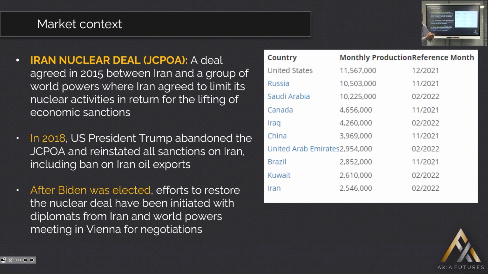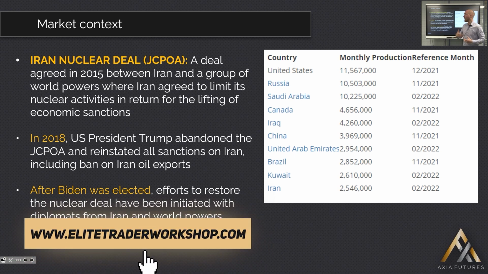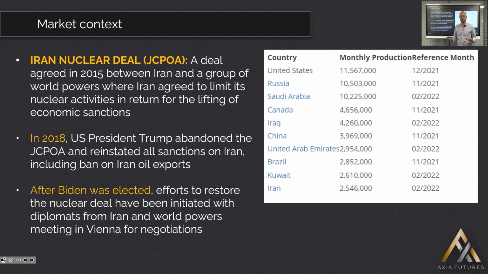Right, to give you a bit of context then. The Iran nuclear deal was a deal entered in by Iran and world powers. In exchange for not progressing their nuclear armory, world powers would lift sanctions on Iran and thereby allow them to produce and sell more oil. In 2018, Donald Trump scrapped this, imposed sanctions back on Iran. Iran's oil production has then been squashed. Since Biden has come in, the negotiations have restarted to get this deal back through. Iran reduced the nuclear armory, sanctions are lifted.